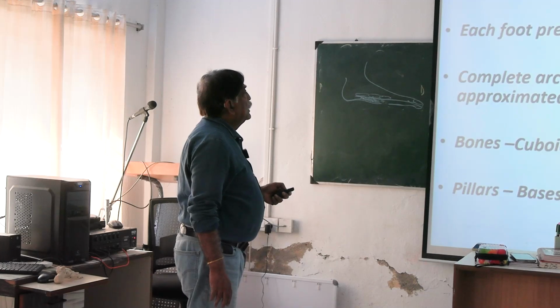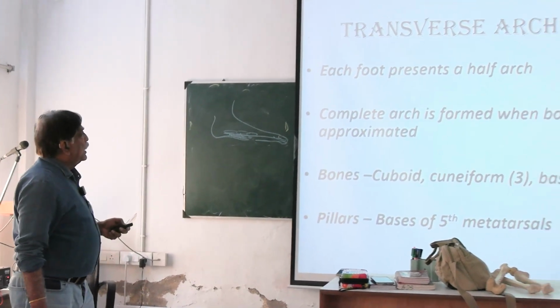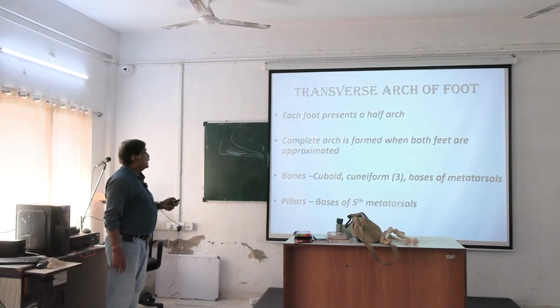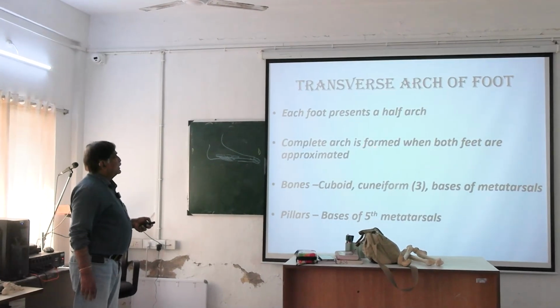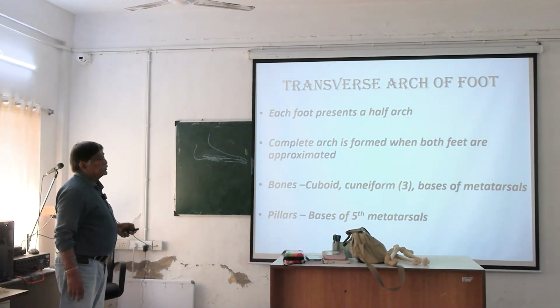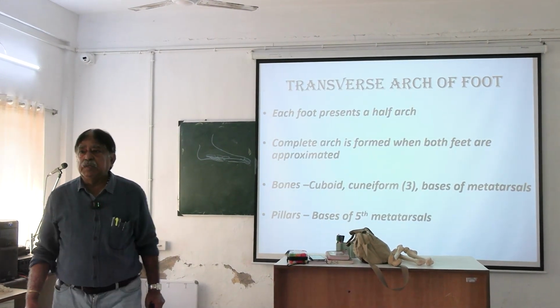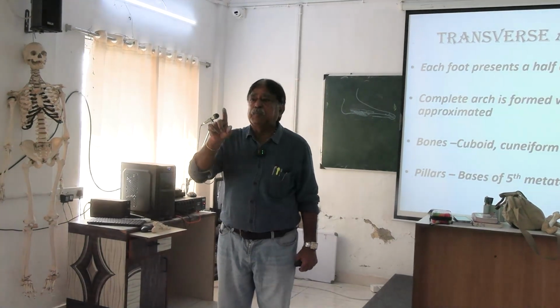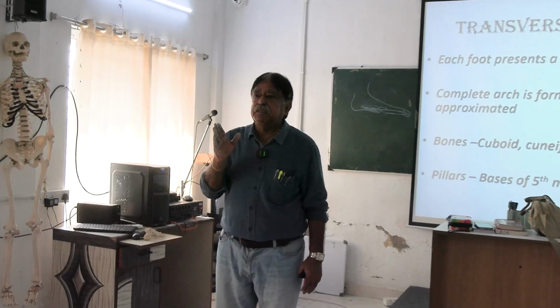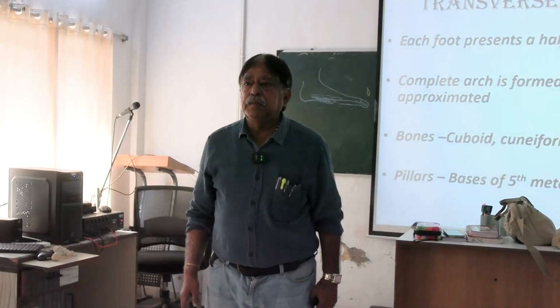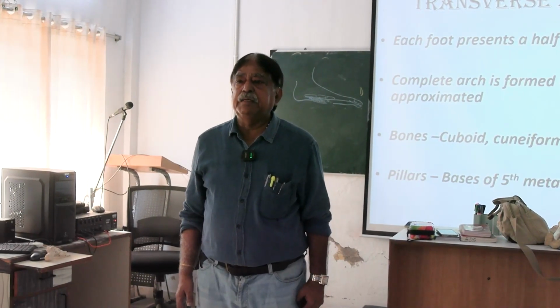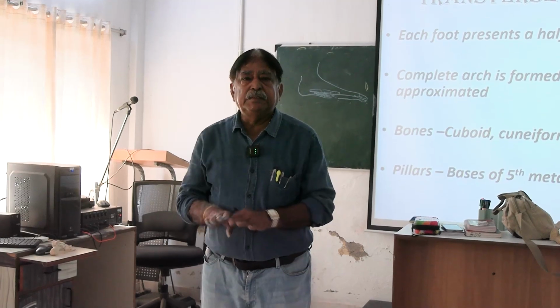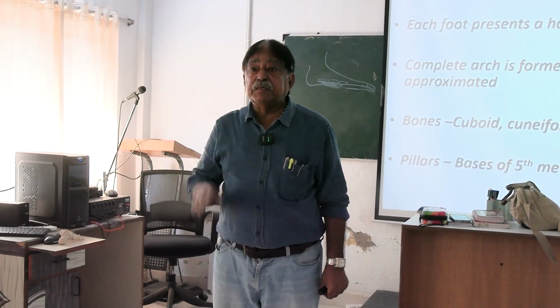Now, the transverse arch of the foot. Each foot presents a half arch. The complete arch is found when both feet are approximated. So each foot is forming half of the arch. When you stand like this, that forms the complete arch, the transverse arch.